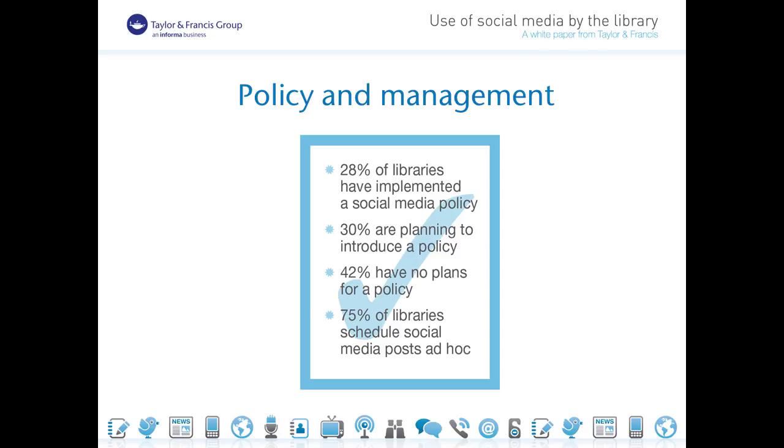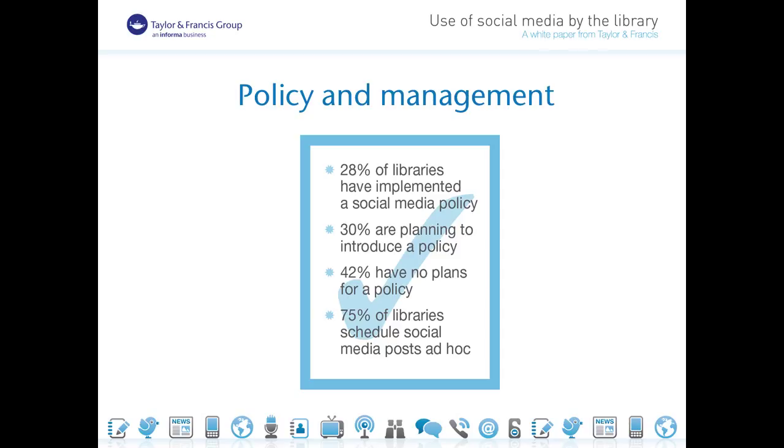Looking at social media policy and management now, we invited librarians to share their experiences of how they went about managing the output of their social media channels and whether they had any metrics in place for measuring the impact. Interestingly, only a very small minority of libraries are scheduling their posts in advance, with a majority of 75% of libraries approaching the output of their channels on a more ad hoc basis.